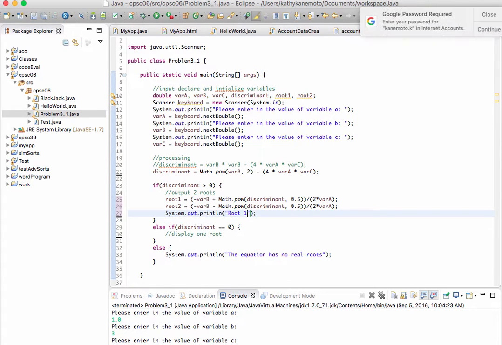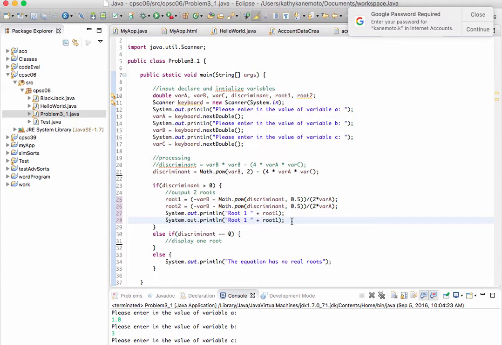So if the discriminant is positive or greater than 0, then we'll output 2 roots. We'll output root 1. And then of course I'm going to copy and paste this line of code and change my 1 to a 2 to output root 2.